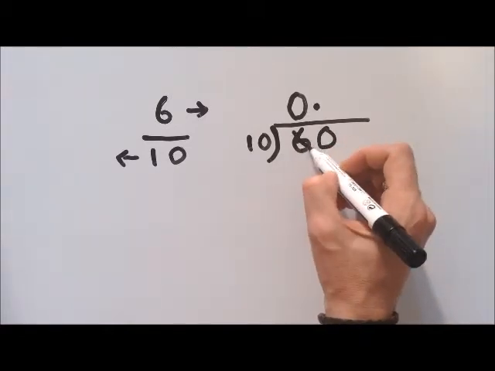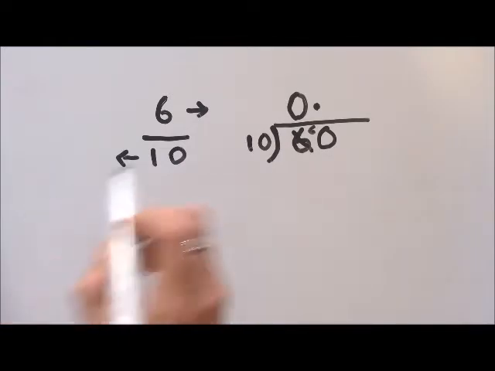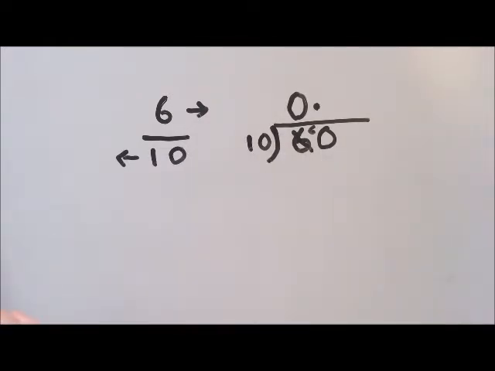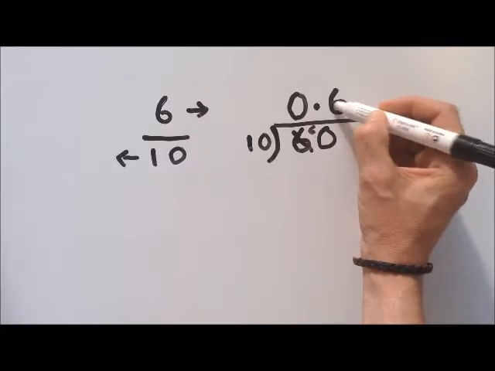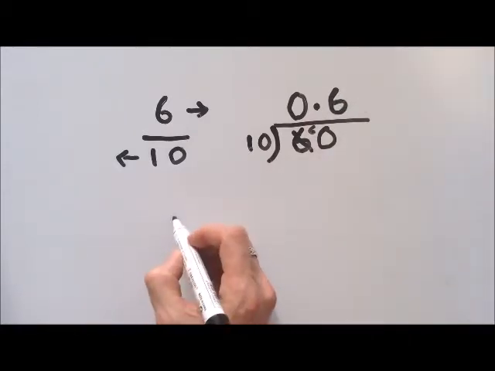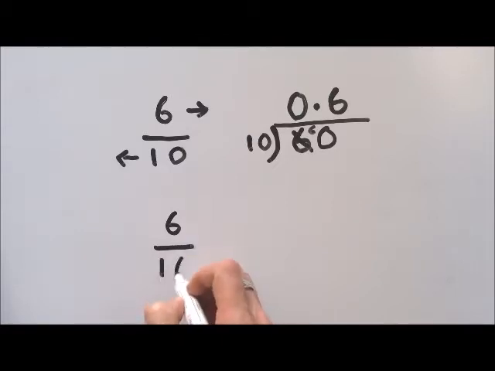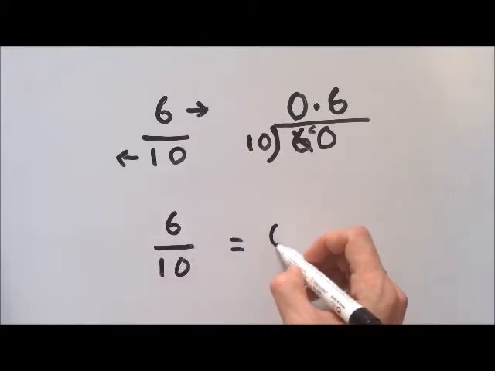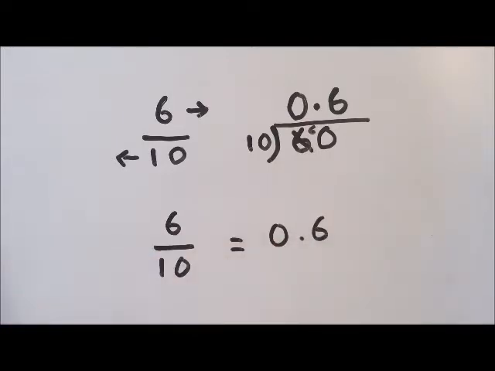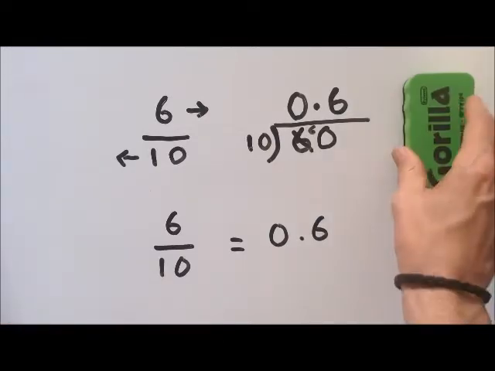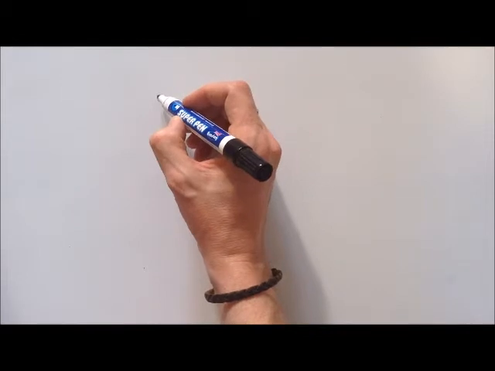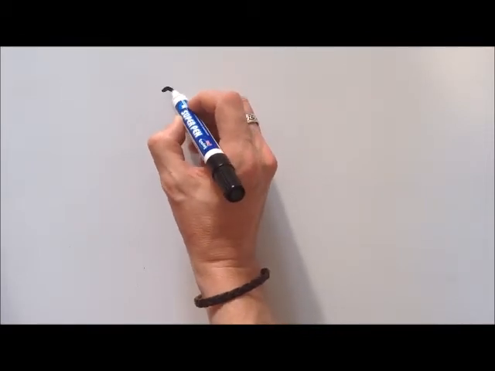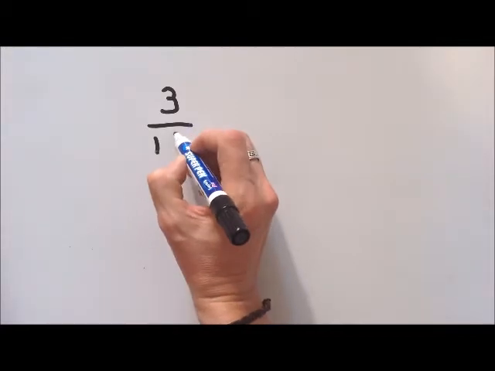Put a 0 here, cross that out and put a 6. How many 10s can we get out of 60? We get 6. Okay, so our answer is 6/10 equals 0.6. Now let's just do one more that might be a little bit larger. Okay, so what we'll do is 3/12.